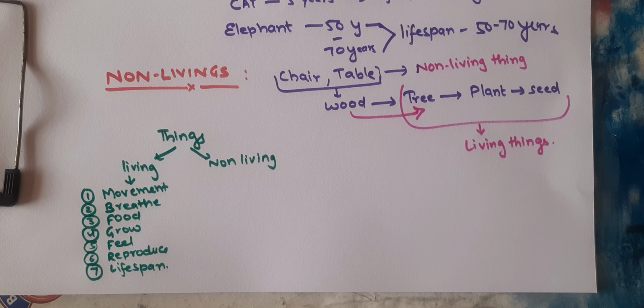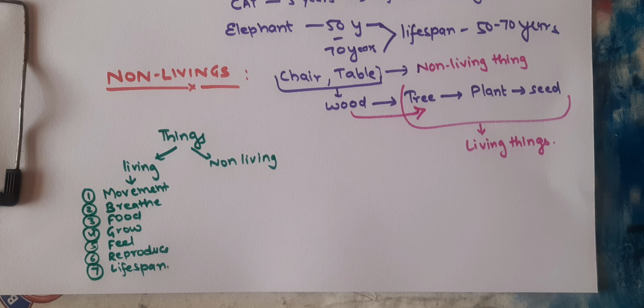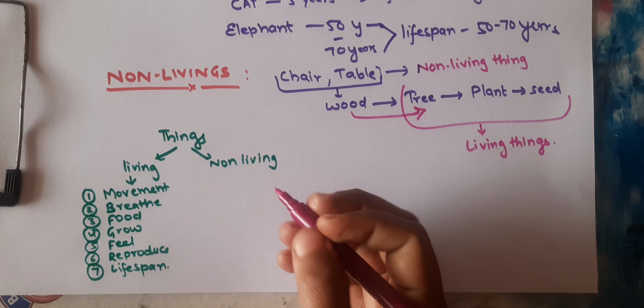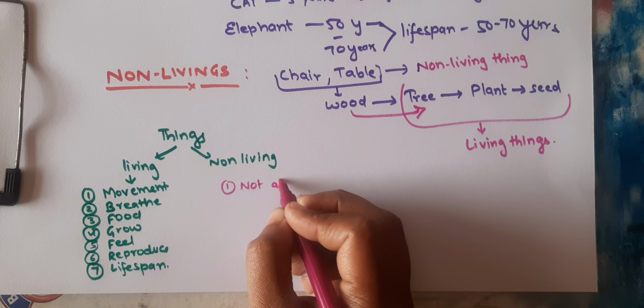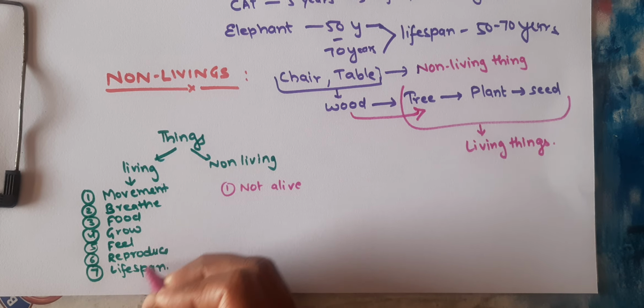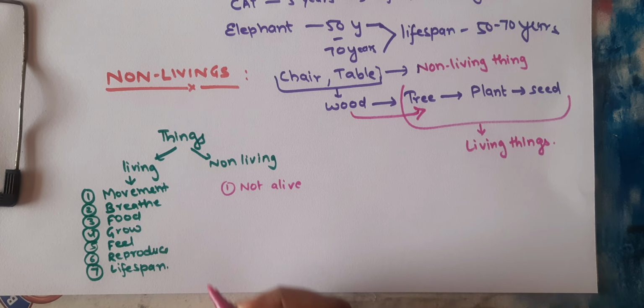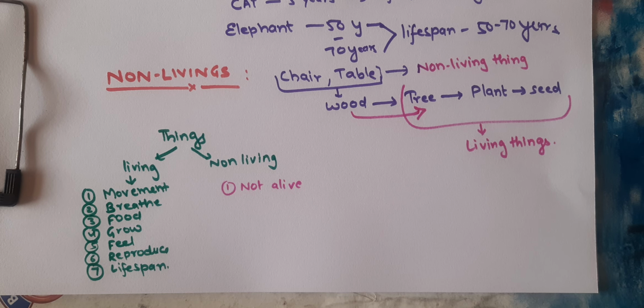Non-living things are not alive, that is, they don't have life and they don't show these characteristics. They cannot move, breathe, grow, or need food and water. Neither do they reproduce nor feel. So this is all in this chapter.